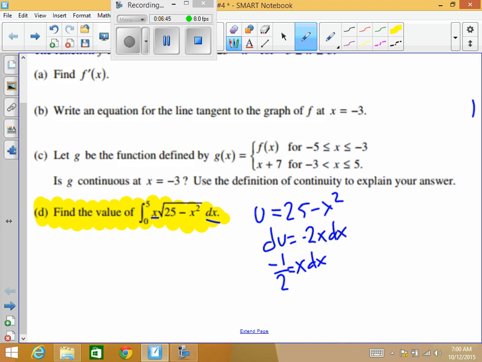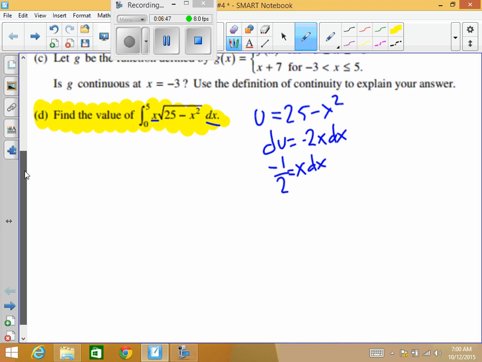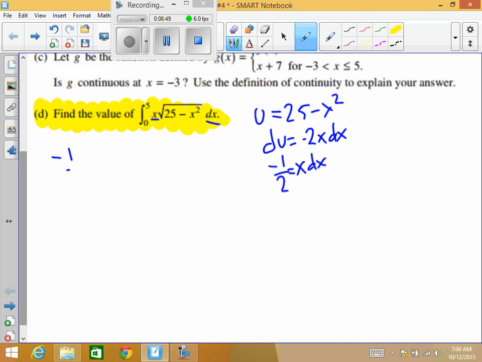So we can now rewrite this integral. In place of x dx, we're going to put negative 1/2 du. In place of 25 minus x squared, we're going to put u to the 1/2. And I'm going to change my limits too. I don't want 0 and 5 anymore. If x is 0, then u would equal 25 minus 0 squared. U is 25. If x is 5, 25 minus 5 squared, 0.